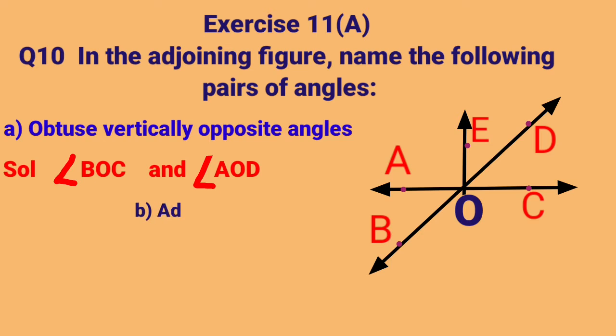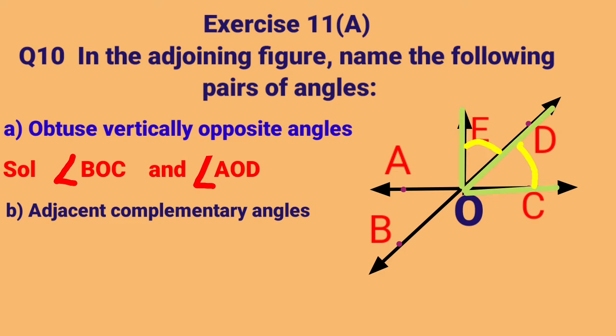Part B, adjacent complementary angles. First of all, let's see complementary angles. In this figure, angle EOD and angle DOC. They are forming 90 degree. That means they are complementary angles.